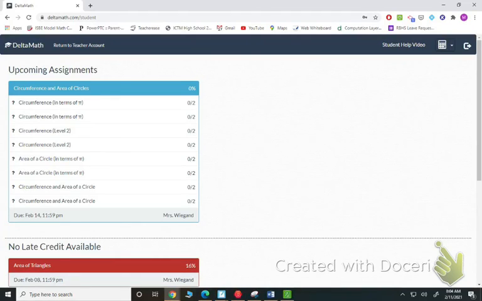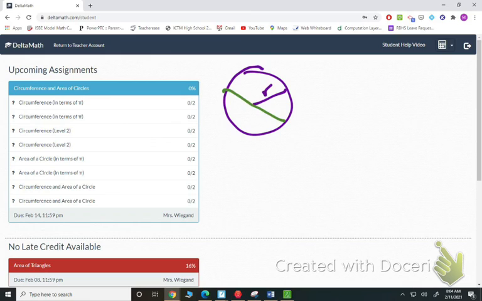Hello, geometry students. So today, on this remote day, we are going to review the circumference and area of circles. Before we go through some examples, let's just review the formulas. If you need to, you can look back at your wheel in your notebook. But again, in a circle, you have either a radius or you have a diameter.